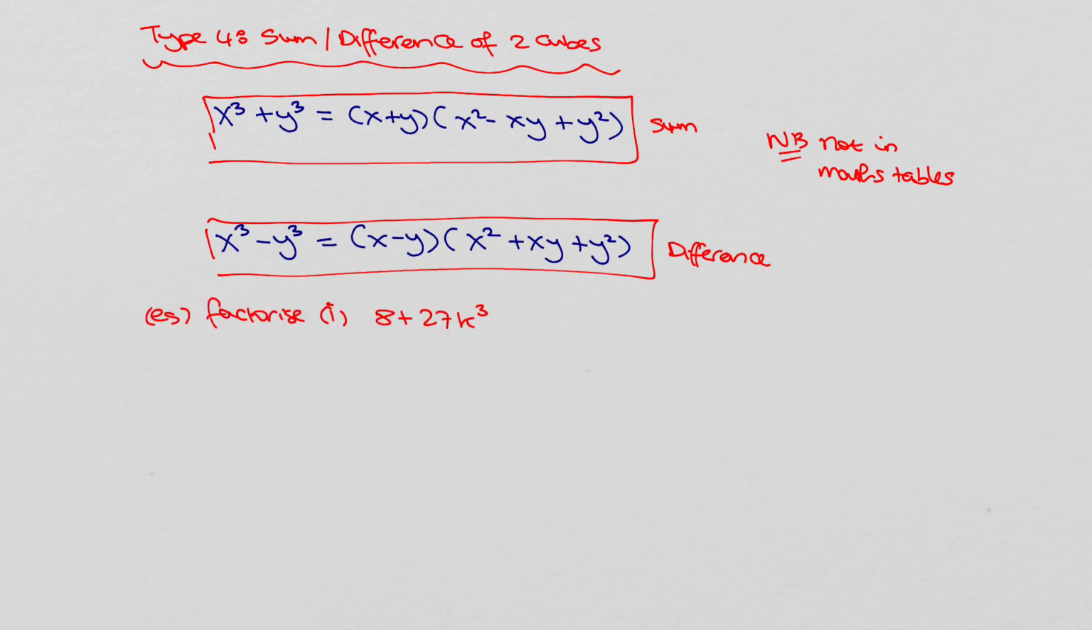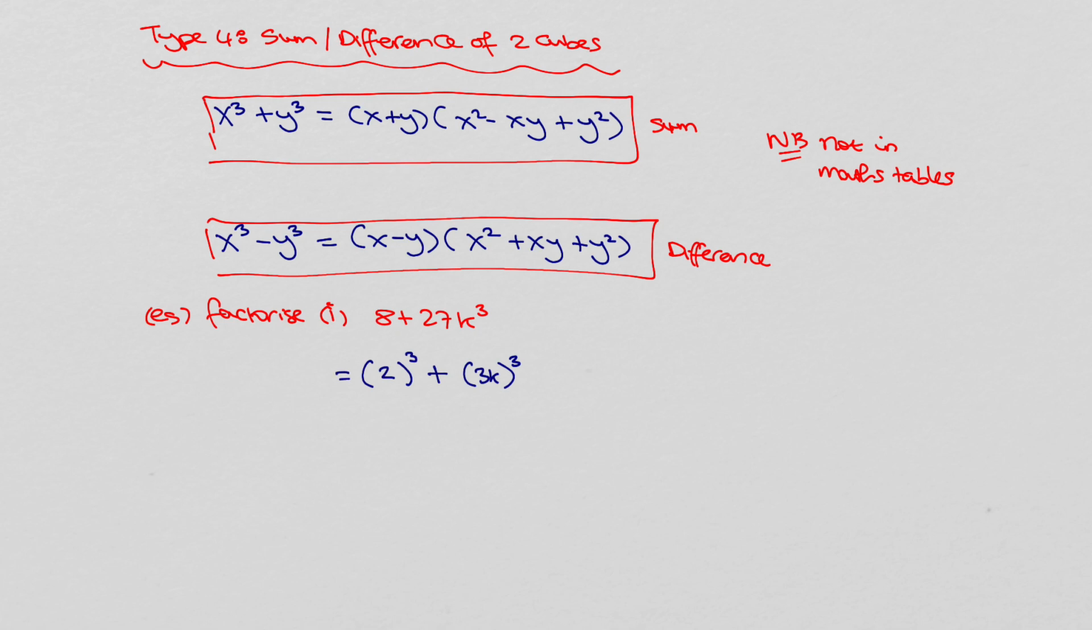So in the first one here, we have to factorise 8 plus 27k cubed. There's not even an x or a y in these terms, but I can see that there are two terms and a plus between it. So therefore this is going to be the sum. If I look at the numbers, I can write 8 as 2 cubed, because 2 by 2 by 2 is 8. And then I can take the 27k cubed, and I can write that as 3k cubed, because 3 by 3 by 3 is 27, and k by k by k is k cubed.